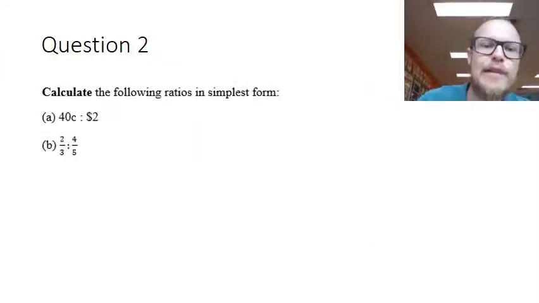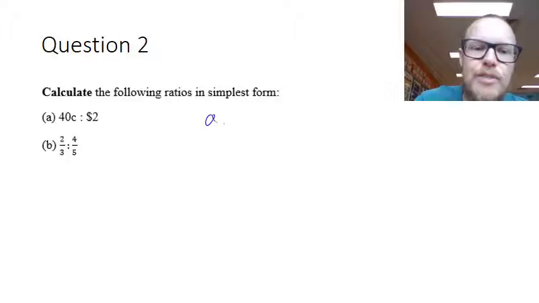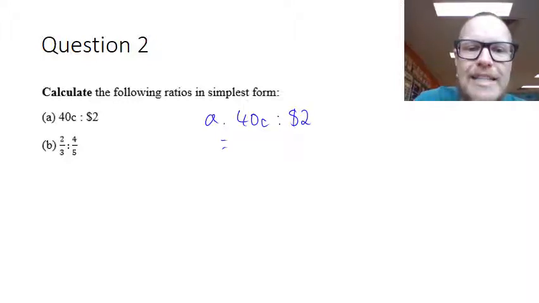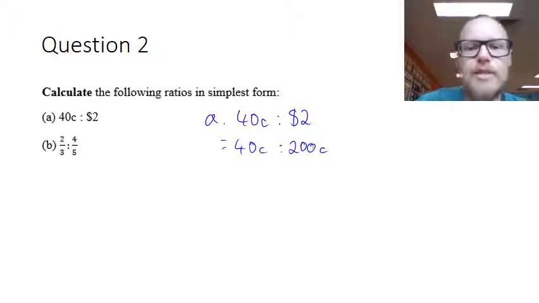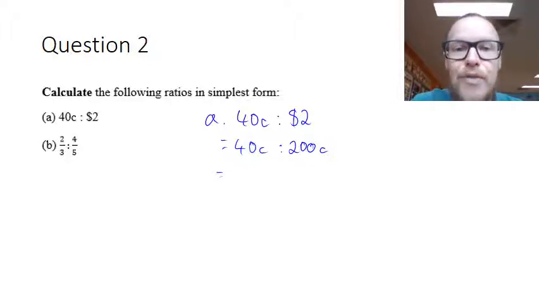Question 2, we're looking at calculating the following ratios in simplest form. So A, we've got 40 cents to $2 here. Now, if I put it all in cents, I'll get 40 cents to 200 cents, because $2 is 200 cents, multiply by 100 to get that. Then I can simplify both of these now because they're in the same unit.